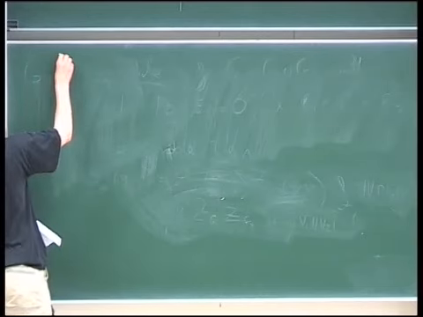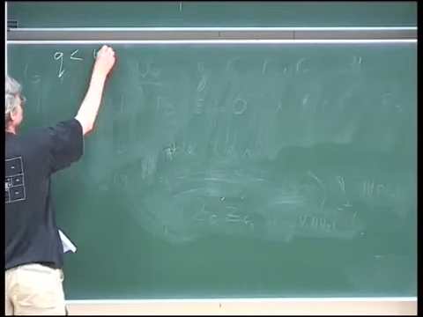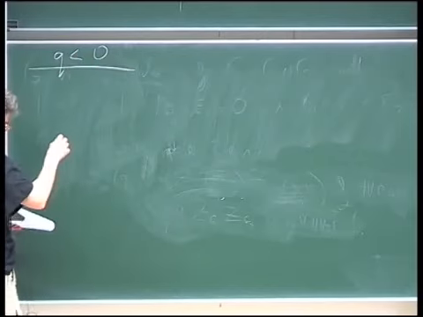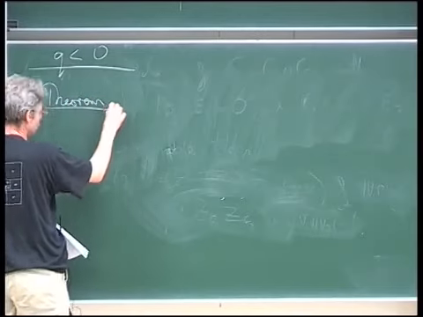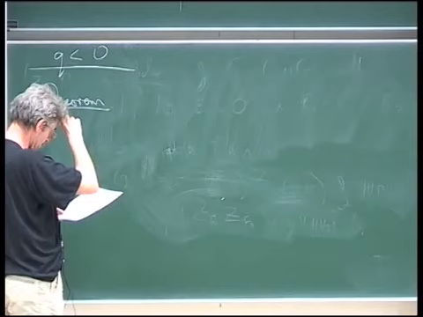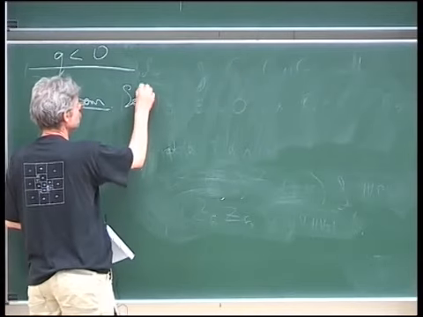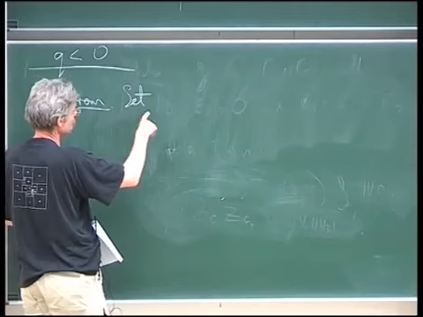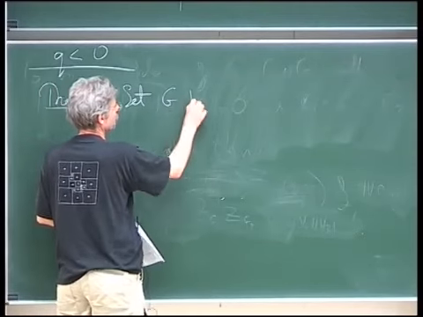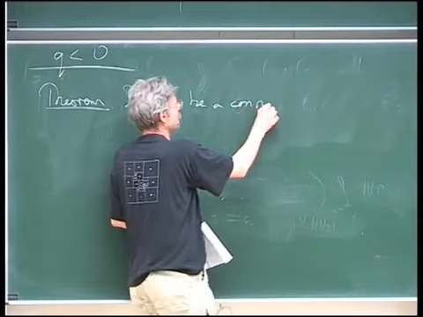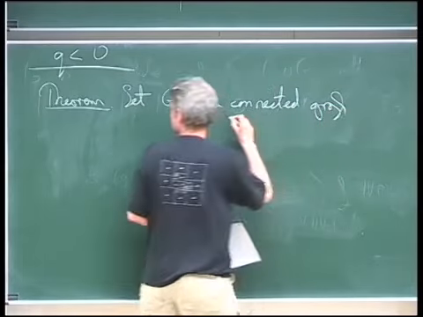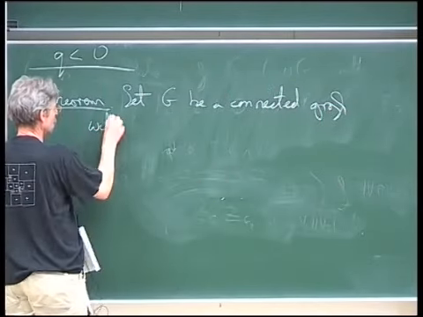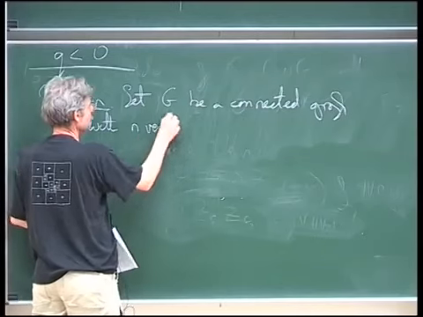So we're going to look at Q less than 0 to start off with. And we have the following theorem. So in fact, we don't need two-connectivity for this theorem, we just need connectivity. So it's G, a connected graph with n vertices.